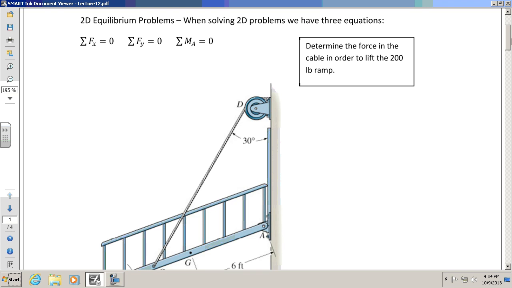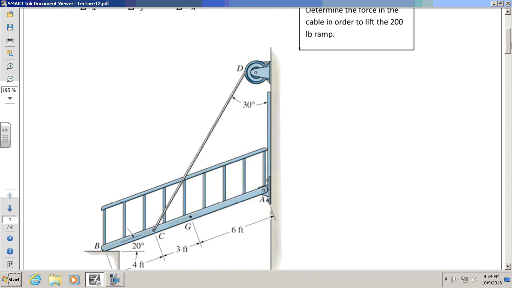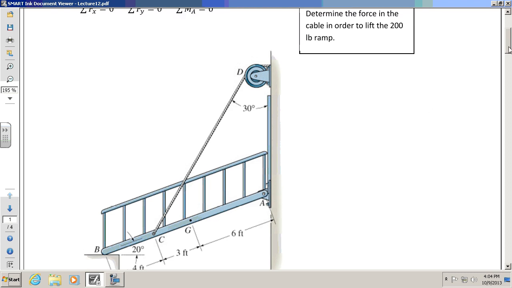So I've got the first problem here, and it's a ramp, okay? And it says determine the force necessary to lift this ramp, all right? And this happens to be a 200-pound ramp. And so we always start off with the free-body diagram, okay? In this case, it says determine the force to lift the 200-pound ramp.